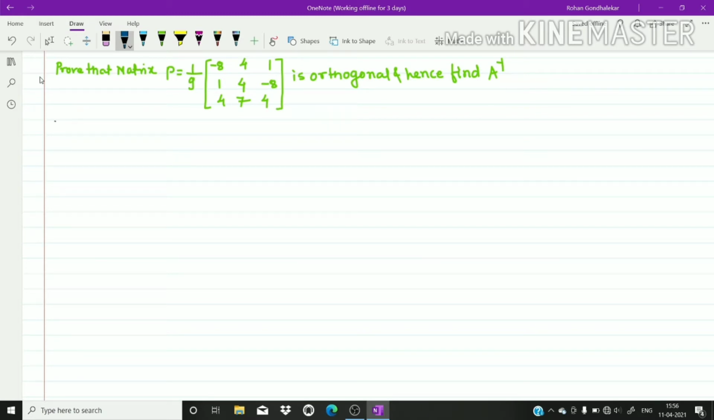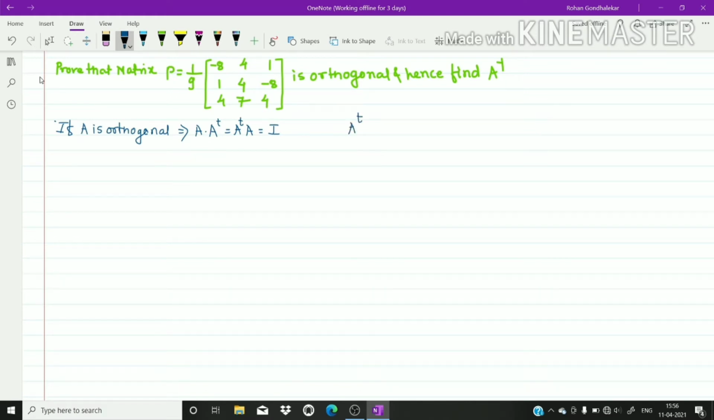Now, how will you start? So first we write the definition. If A is orthogonal, it implies A into A transpose is equal to A transpose into A. Both the products should be identical. So I must calculate both the products, A into A transpose as well as A transpose into A.